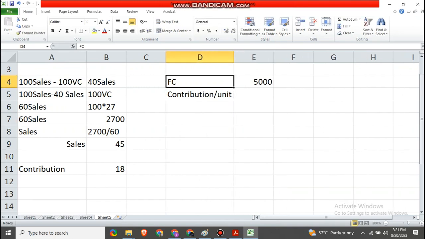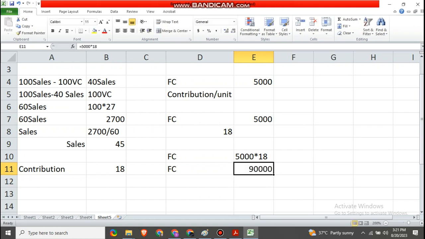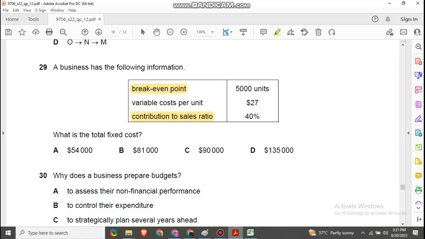Now we don't know the fixed cost, but we know the contribution per unit. The fixed cost divided by the contribution per unit we calculated, which is 18, equals 5,000 here. Now let's do the cross multiplication. That means fixed cost equals 5,000 into 18, which is 90,000. So fixed cost is 90,000. Your answer here is C, 90,000.